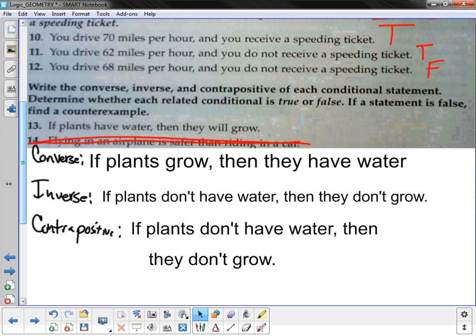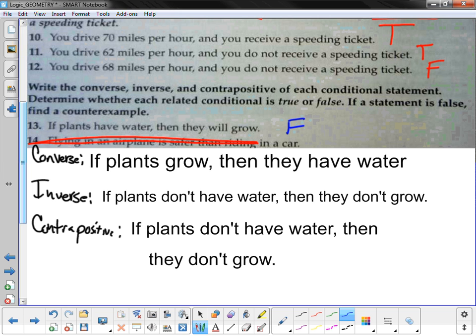Now let's see how this works out into our statements. If plants have water, then they will grow. Is that a true or false statement? Well, in most cases, we could say that's either true or false. True, because yes, they need water to grow. False, well, they also need light. Because they might also need light, that would say it's false. If they don't have light, they may not grow. So we'll call that false.